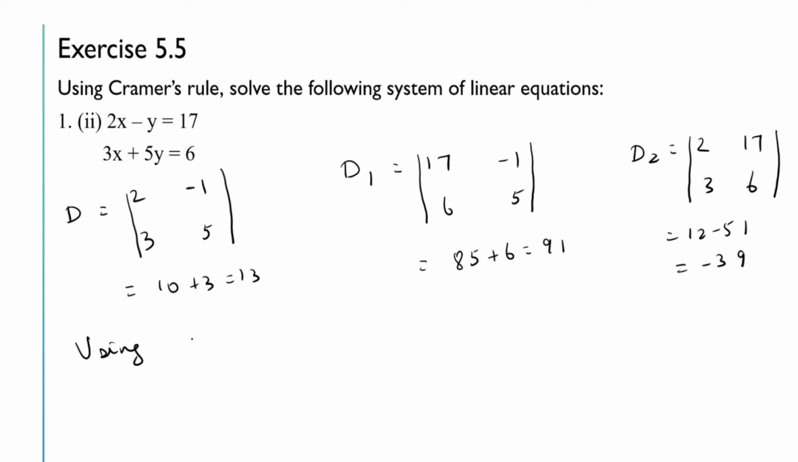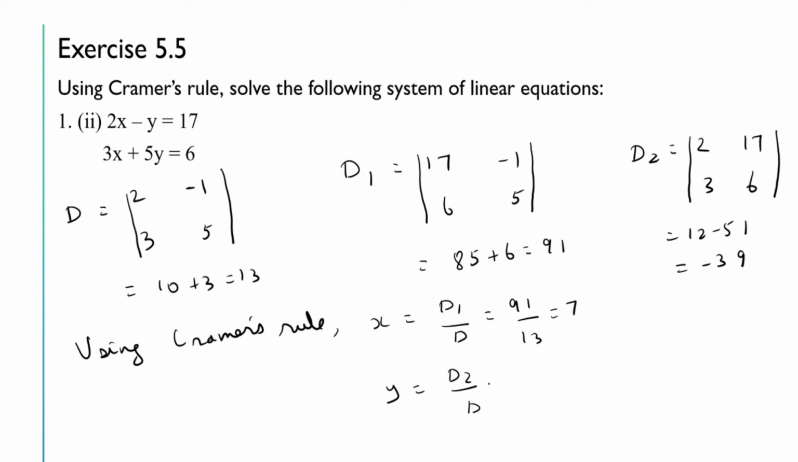So using Cramer's rule, x is equal to d1 by d. So it is equal to 91 by 13. 91 by 13 is 7. y is equal to d2 by d. It is equal to minus 39 by 13 equal to minus 3. So therefore, x is equal to 7, y is equal to minus 3.